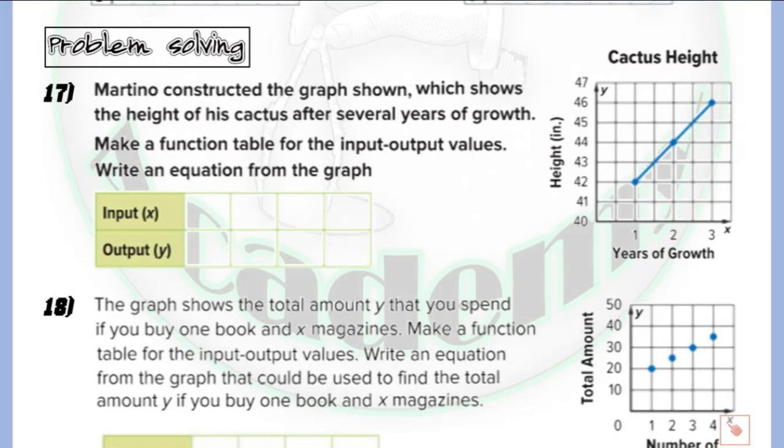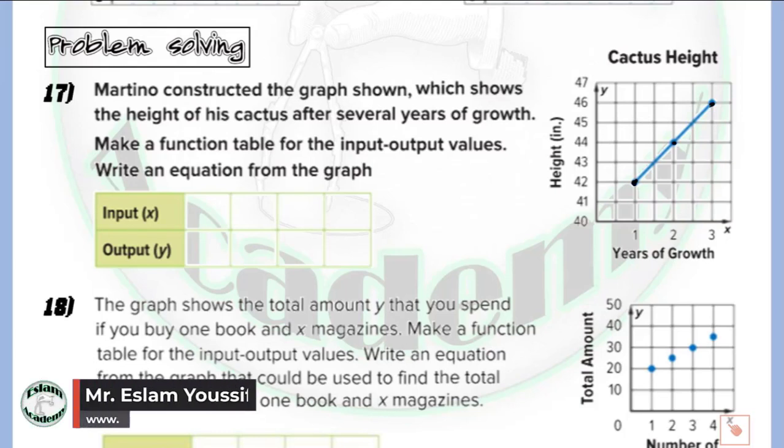In this part of the lesson, the question will be in a different way. I will just give you the graph, then I need the table and the equation. From the graph, we need to identify the points. We have 1, 2, 3 points. The first point here, going to the right 1 and going up until 42. So 1 and 42.